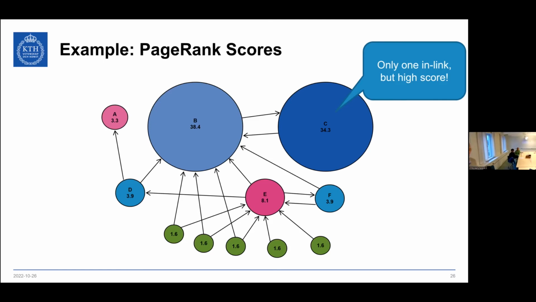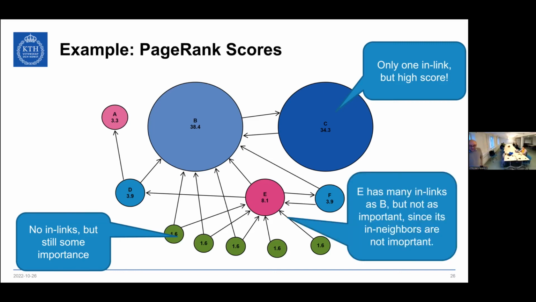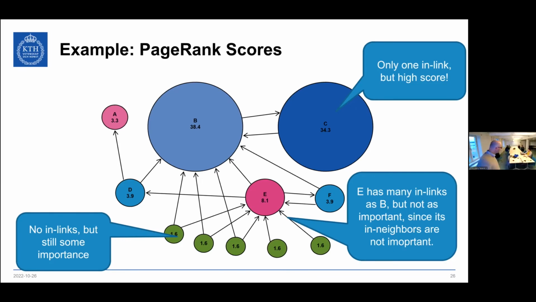So that's one of the features. Another thing is that nodes that don't have an incoming link still have some rank because of teleportation. And these two seem to be similar because they have a similar number of degrees, but B has much larger rank than E because E is pointed to by some very unimportant nodes, right? But B is pointed to by more important nodes, therefore it has a bigger rank. So that's the interpretation of what we can see when we do the PageRank.